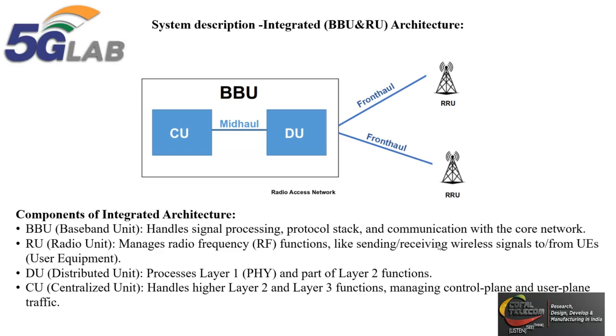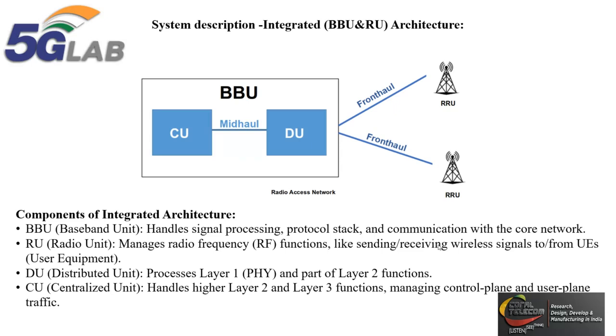Then the BBU is divided into two subparts in the 5G network subsystem. One is called the CU and another is called the DU. The DU is the distributed unit. It is the physical unit of radio. It processes layer 1 and part of layer 2 functions. Basically it handles the PHY layer in the 5G subsystem.